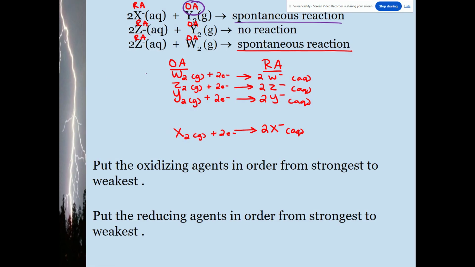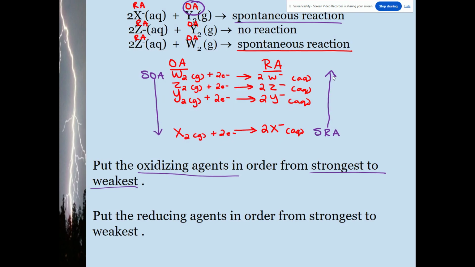Now, again, my SOA is at the top on the left-hand side. My SRA is on the bottom on the right-hand side. And now I follow their lists on the chart. It wants the oxidizing agents from strongest to weakest. So from the top down in this case. And it wants my reducing agents from strongest to weakest. So from the bottom up on the right-hand side.